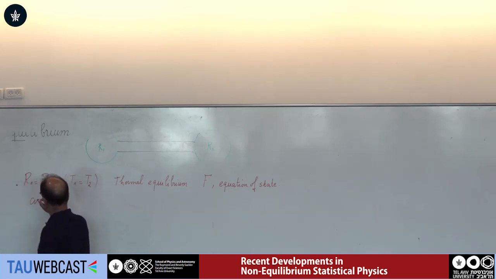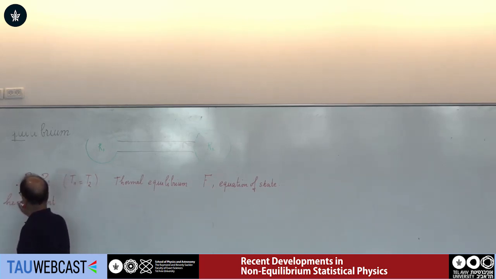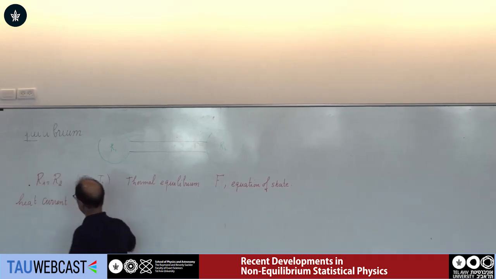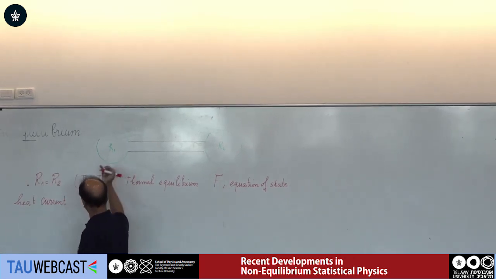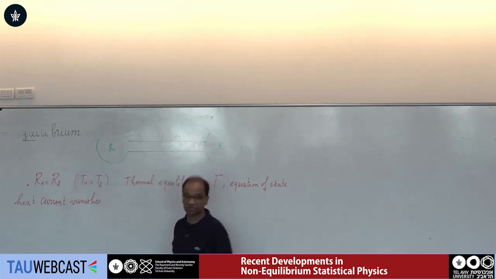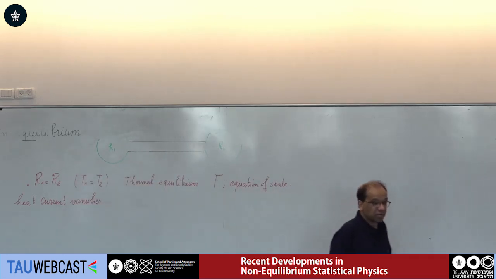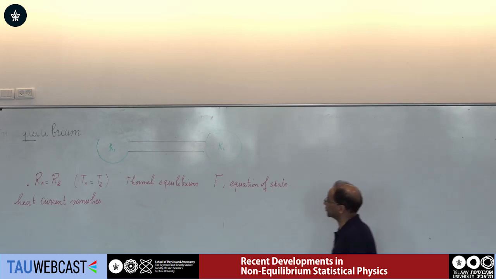One thing which is interesting in the case of thermal equilibrium is that there is no current. The current, let's say the heat current here, if I'm talking about temperature, or electric current if I was talking about potential, vanishes. So if you put a measurement device here, there will be no average current. But of course there are fluctuations.